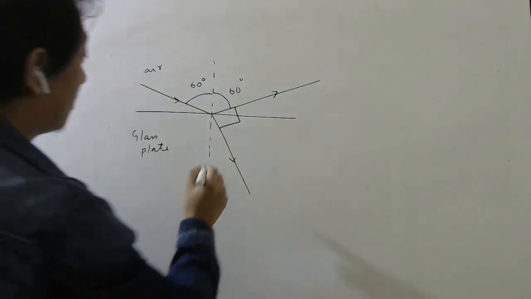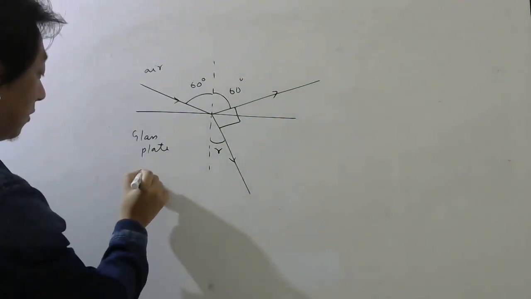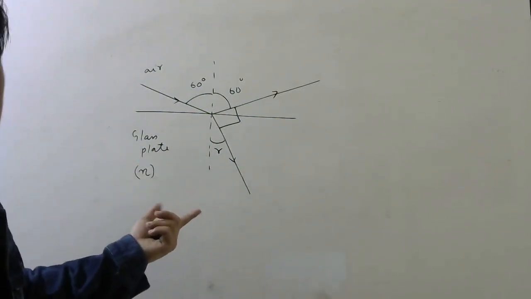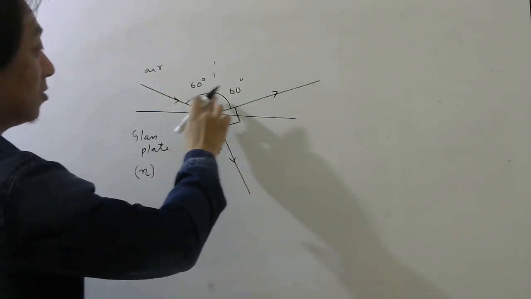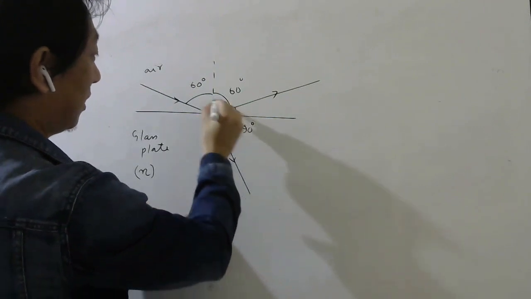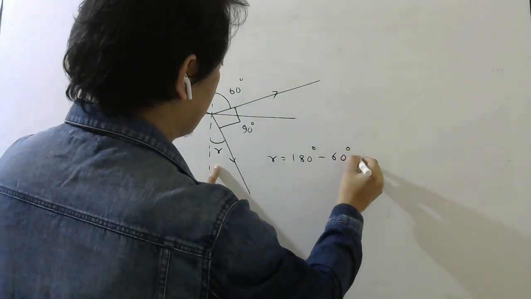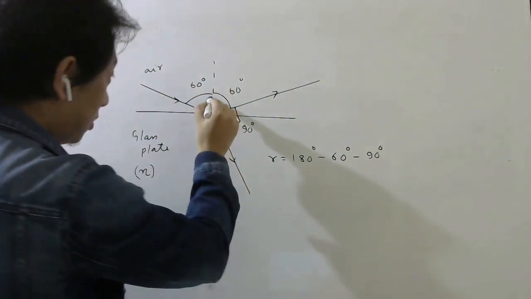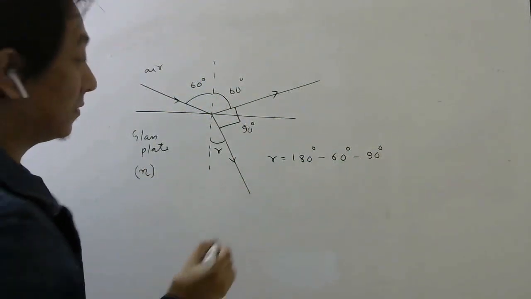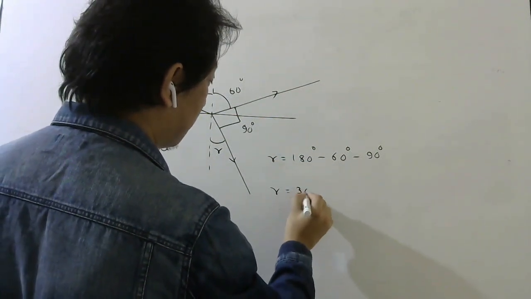Now, how do I solve this? This is angle R. Angle I know. So to find the refractive index of the glass plate, I should find angle R. Angle R can be found easily from geometry, right? This is 60, so this is 60. This is how much? 90. So this whole angle should be what? 180, no? So R should be 180 minus 60 minus 90. From this 180, you subtract 60 and 90, and then you will get this R. So this is 150, 180 minus 150, 30.